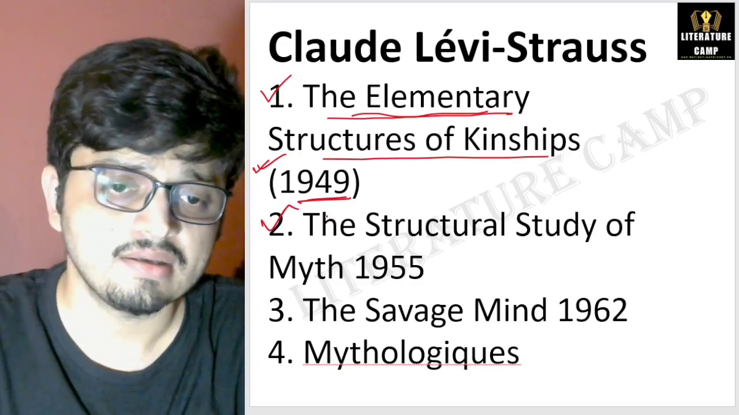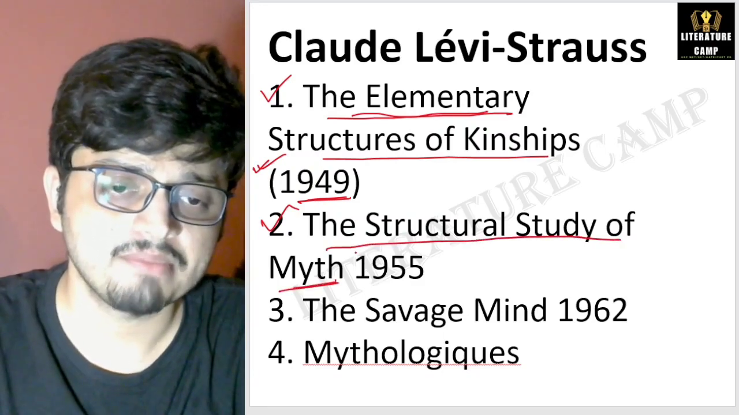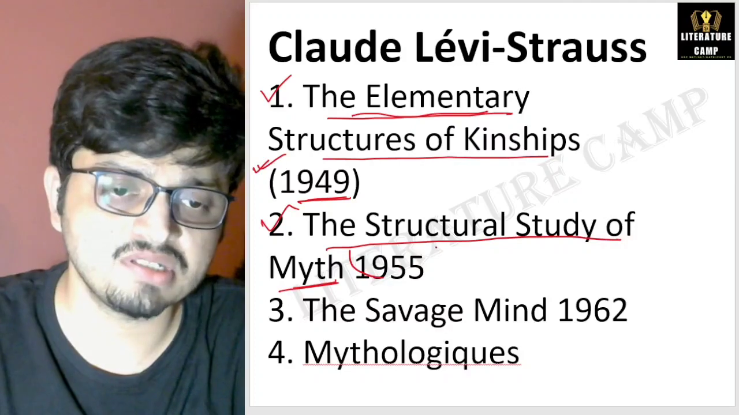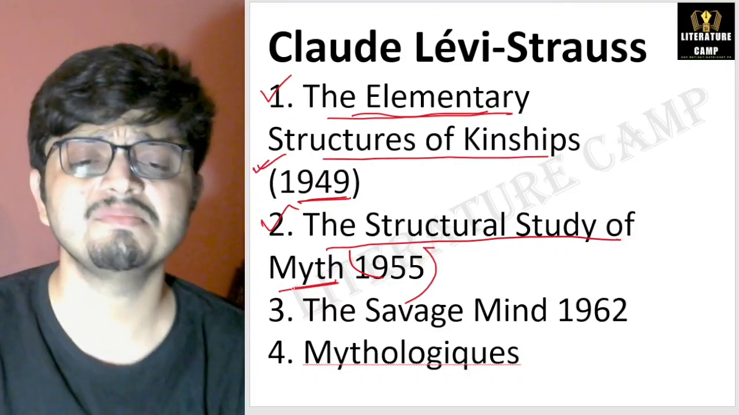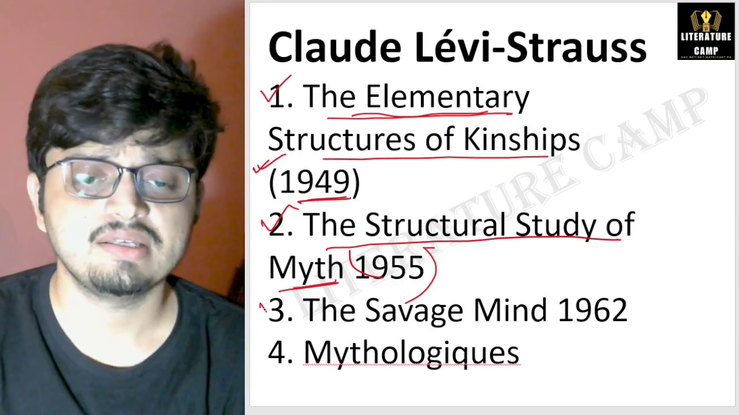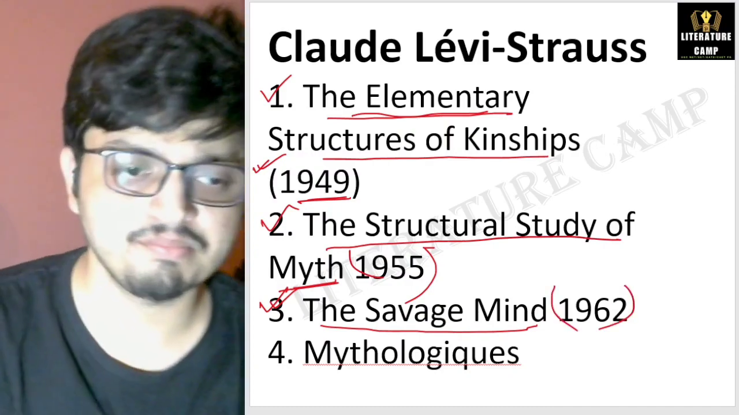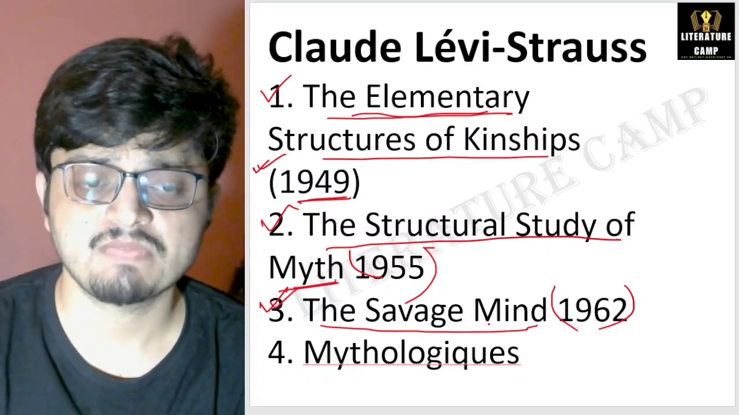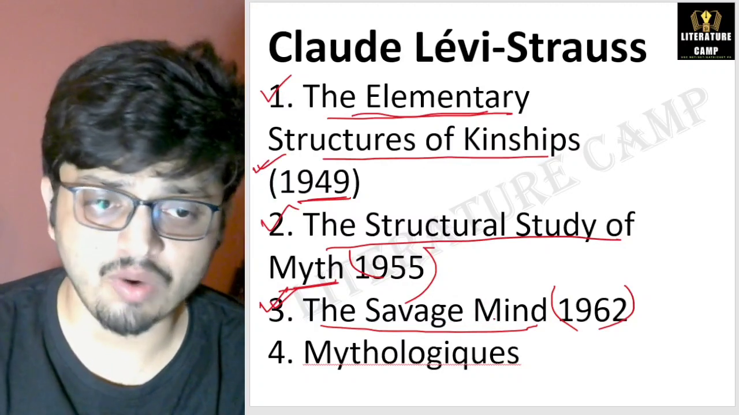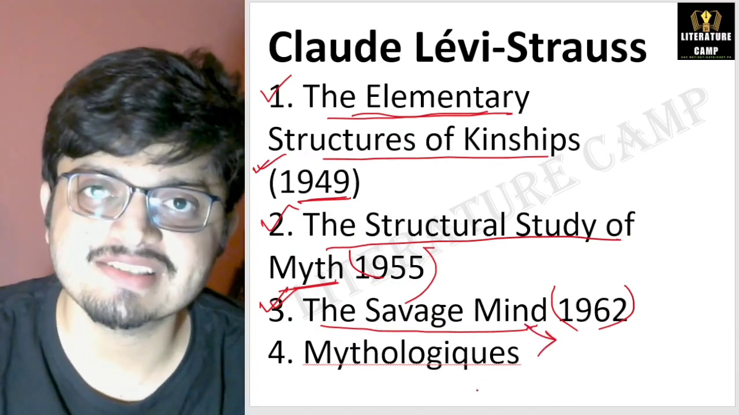Secondly, The Structural Study of Myth, published in 1955. This is something also very important. Please make a note of this. His next work is The Savage Mind, published in 1962. Very important work again. Again, we need to remember that the title of this work, The Savage Mind, is taken from Shakespeare's Hamlet.